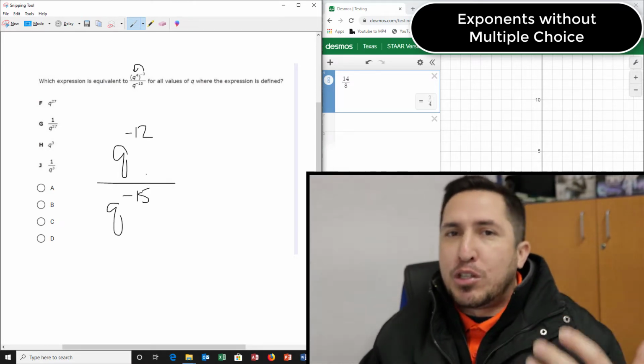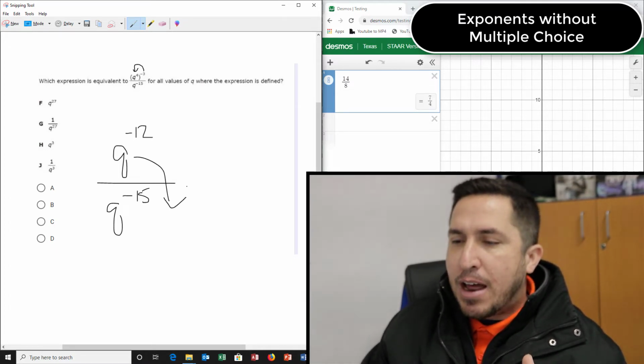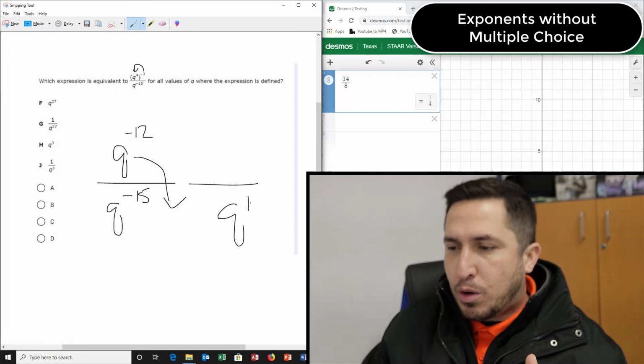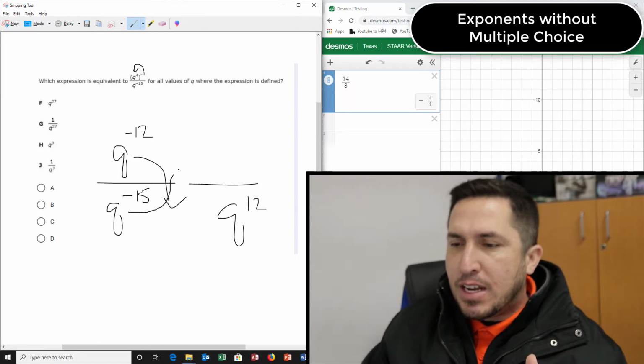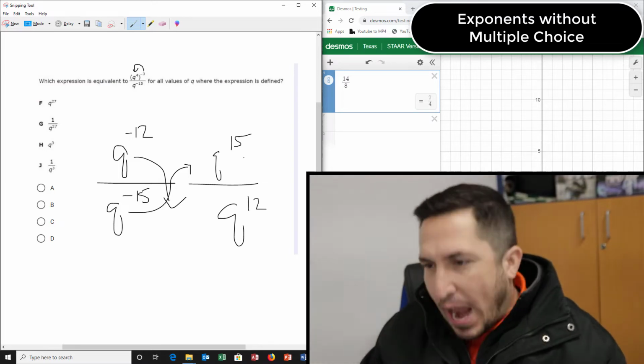All right, you already know what to do with these negative exponents. That means that they don't feel comfortable there. So this guy's going to come down, so it's going to turn into q to the 12 at the bottom. This negative 15 is going to go to the top. Q to the 15. Now we subtract them.